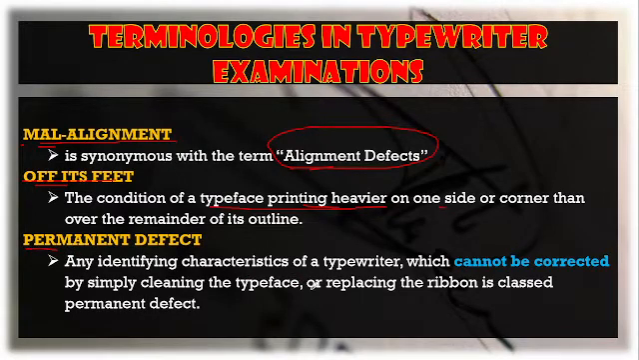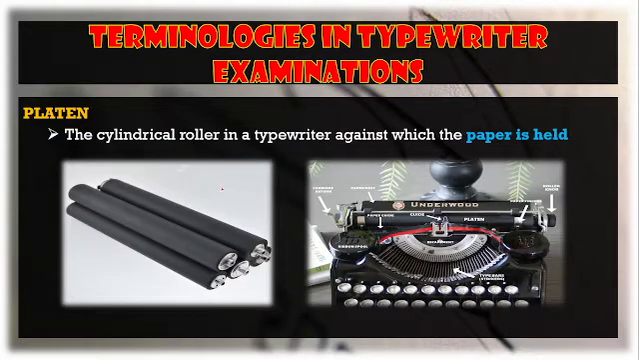And permanent defects, this cannot be corrected already. So kapag nasira na yung typeface, pag naputol, nagkaroon ng deformities sa typeface, then maybe those could be an example of permanent defects. Pero pag marumi lang yan, then maybe that is just temporary. Pwede pa namang linisin. So yon, permanent defects, there is a need to change it already.